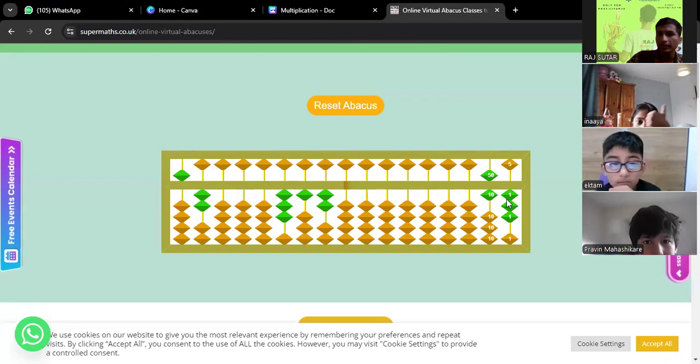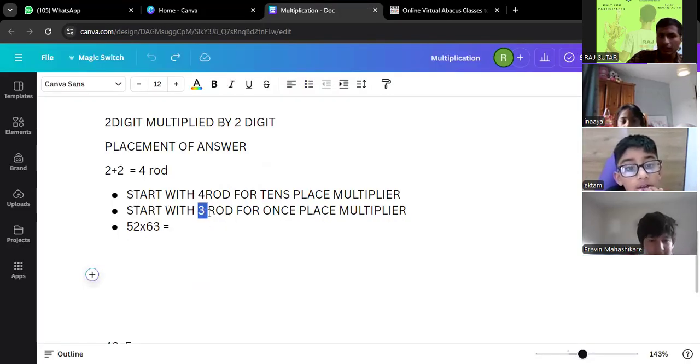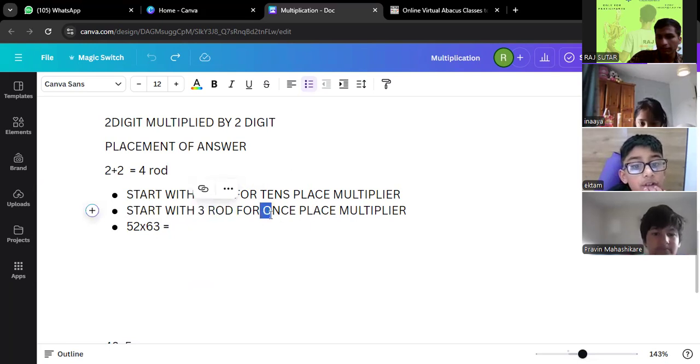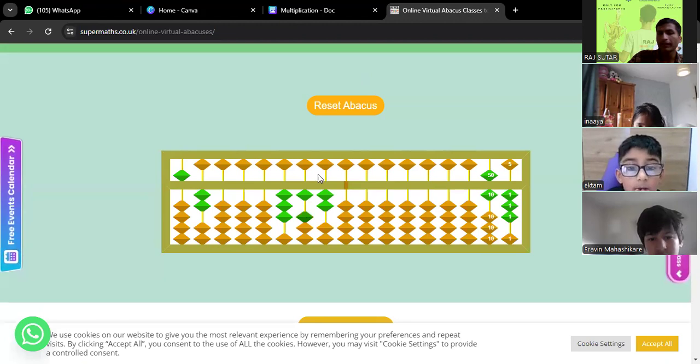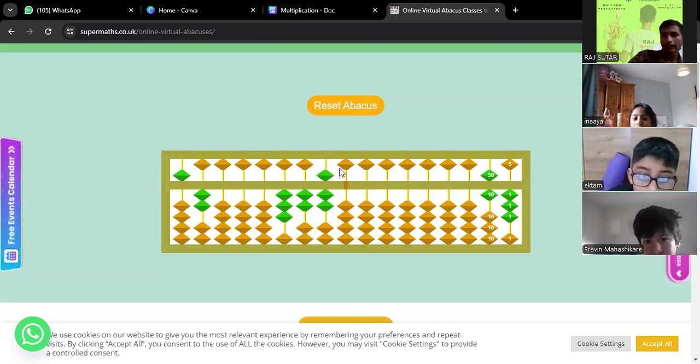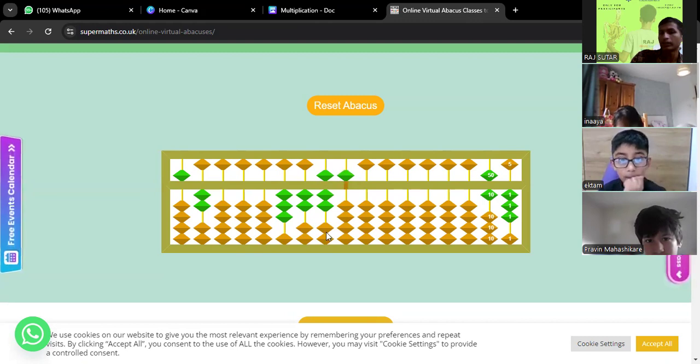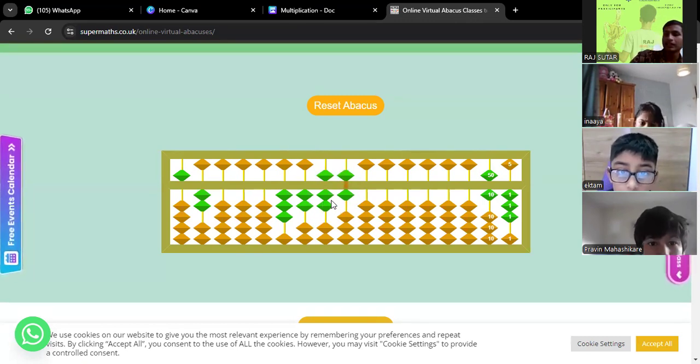Now we have to take this 3. Now 3 multiplied by 5 is 15. So this 15, we will start writing the answer from the third rod for the ones place multiplier. Getting it? Yes. This is the third rod. 3 fives are 15, I will write over here. And 3 twos are 6. So you write 0 here and 6 here. So your answer is 3276. Getting it, children?